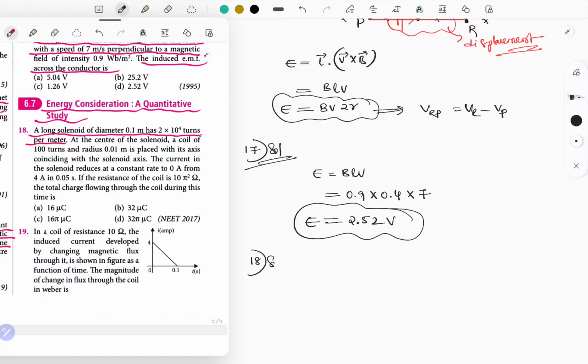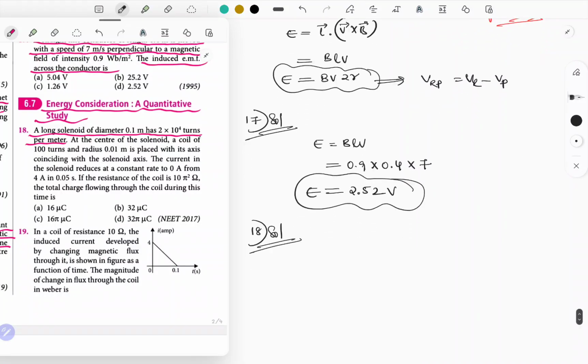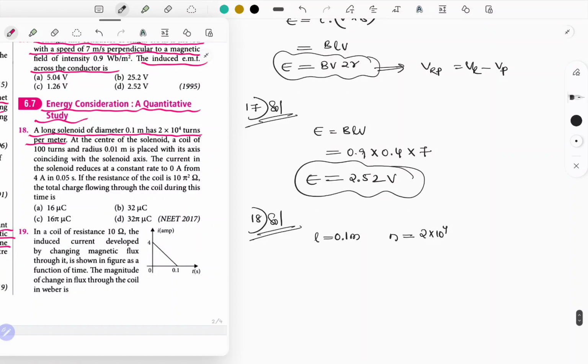Question number 18. Solenoid length is equal to 0.1 meter, has number of turns per meter, that means small n they have given, which is 2 into 10 power 4. Difference between small n and capital N is simply number of turns, where small n is number of turns per unit length. Okay, so this is turns per meter.